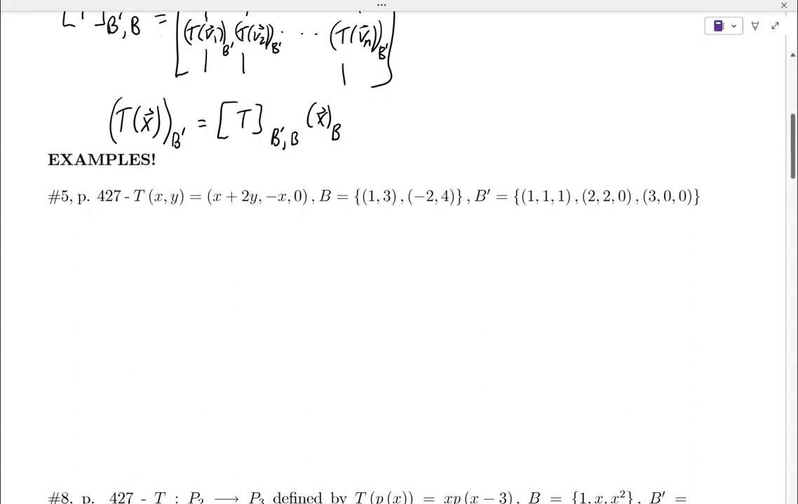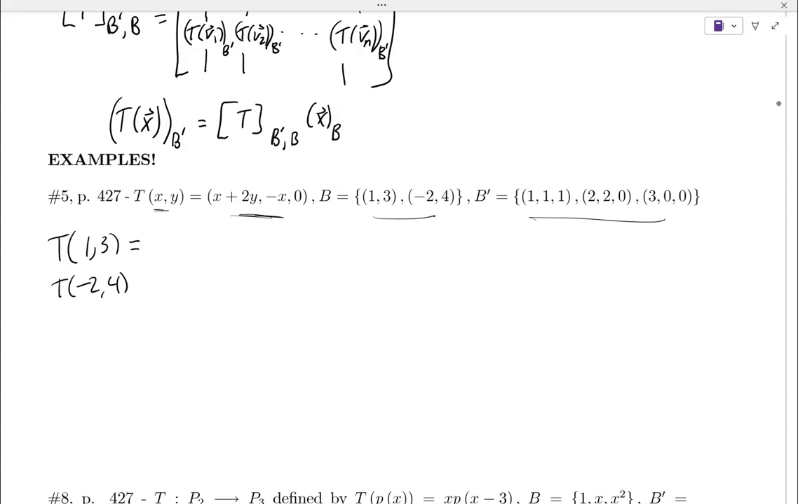We're given here two non-standard bases for R2 and R3. So this is going to go from R2 to R3 here, right? Agreed? Okay. So this one we want to find the matrix of T relative to B and B prime. So step one, calculate your outputs for the basis of the domain. T of (1, 3), T of (-2, 4).